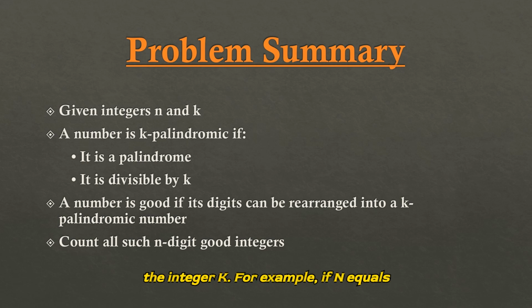For example, if n equals 3 and k equals 5, we are looking for all three-digit numbers that can be rearranged into a palindromic number divisible by 5. This makes the problem a unique combination of number theory, combinatorics, and efficient string manipulation.